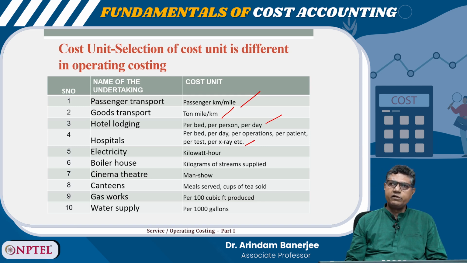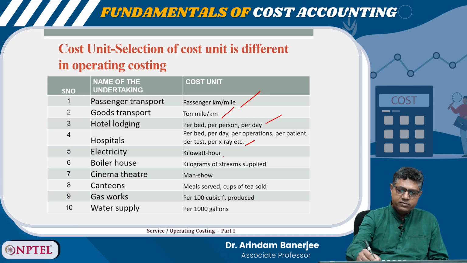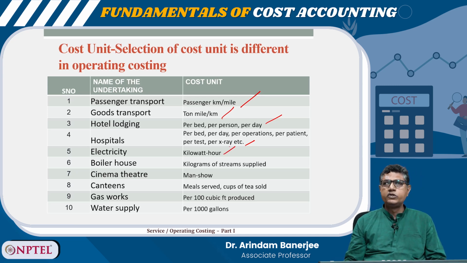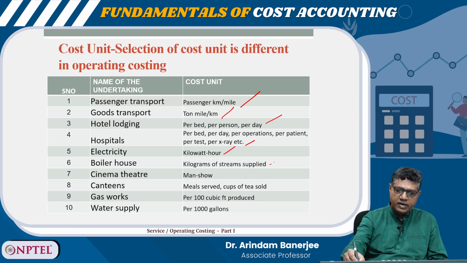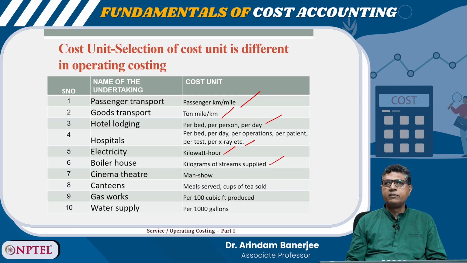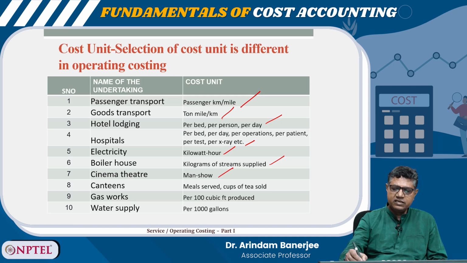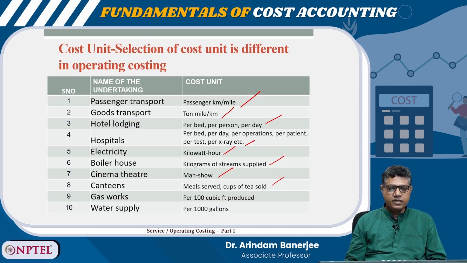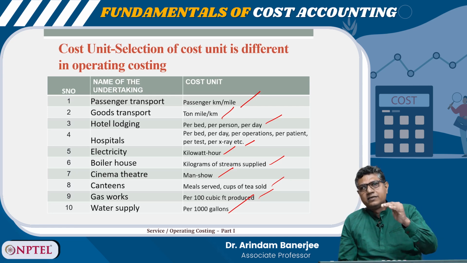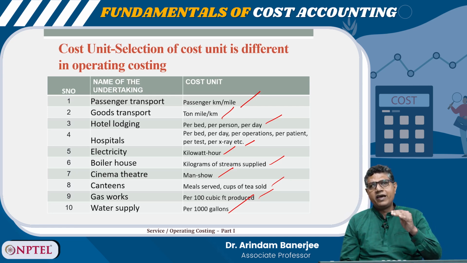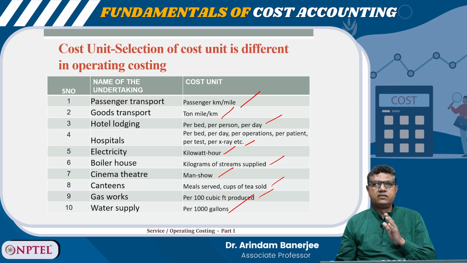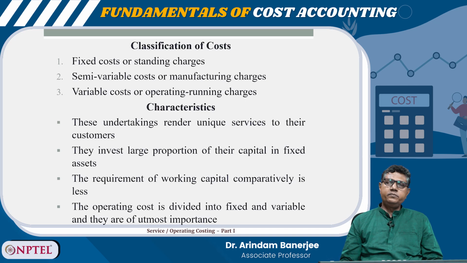For electricity, it can be kilowatt hour. For a boiler house, it can be kilograms of steam supplied. For a cinema movie theater, it can be per man show. For canteens, it can be meals served or cups of tea sold. For gas works, it can be per 100 cubic feet produced, and for water supply it may be per 1000 gallons. So, you see, in each case the cost unit is varying according to the nature of the business.